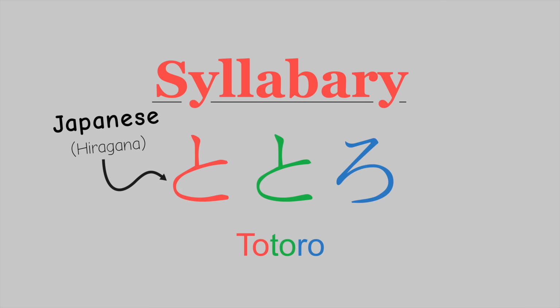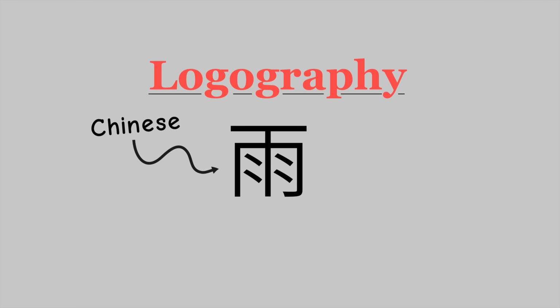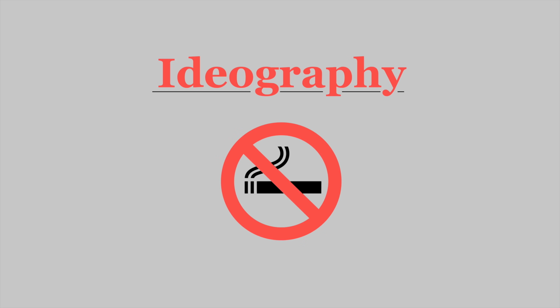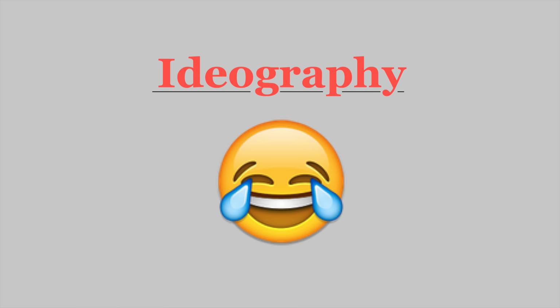Syllabaries have entire syllables represented by a single glyph. Logographic systems contain a separate glyph for every word or phrase. And ideographic systems contain symbols that represent entire concepts or ideas. Oftentimes, ideographs are also pictograms, like everyone's favourite modern day example, emojis.